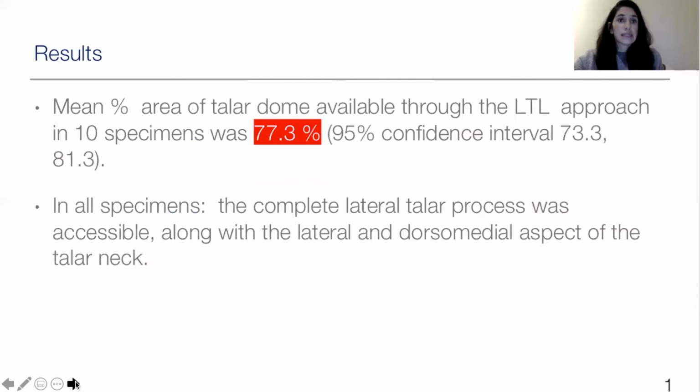So what did we see? All in all, the mean percentage area of the talar dome available through the lateral transligamentous approach in 10 specimens was 77.3%, with a 95% confidence interval of 73.3 to 81.3. In all specimens, the complete lateral talar process was accessible along the lateral and dorsomedial aspects of the talar neck.